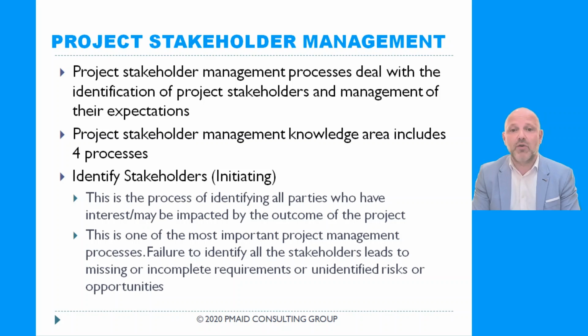This is the process of identifying all parties who have interest or who may be impacted by the outcome of our project. Could be people, could be organizations. This is one of the most important project management processes because failure to identify all the stakeholders leads to missing or incomplete requirements or unidentified risks or opportunities, and it could be more impacts. But these impacts are the most obvious. If we don't know all the stakeholders, how can we be sure that our scope is complete? Or how can we be sure that we know of all the risks on our project?